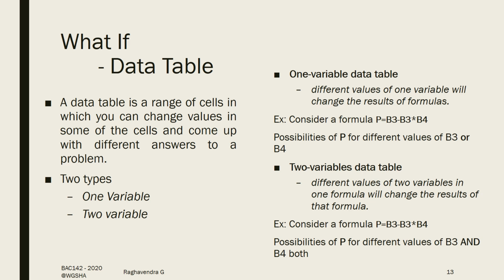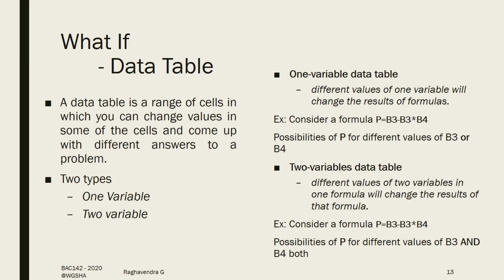So in the following slide it is shown. Okay, on the right side it is explained. Suppose you consider P equals B3 minus B3 into B4. Now I want to see for different values of B3 or B4, only one value I can change. What are the possibilities of P?